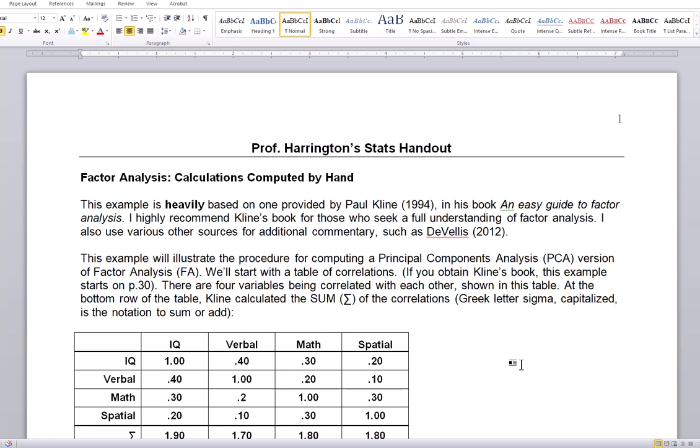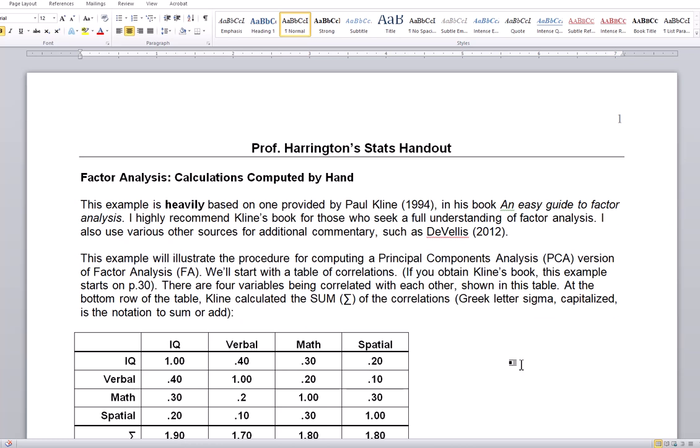The books that I'm using here as references are all highly recommended. The first is Paul Kline, 1994, An Easy Guide to Factor Analysis, and this is really a great resource. I highly recommend Kline's book for those who want to understand fully how factor analysis works. Also, Robert F. DeVellis's Scale Development. It's a small book, 3rd edition, 2012. And this walks through factor analysis, Cronbach's alpha, and other aspects of scale development.